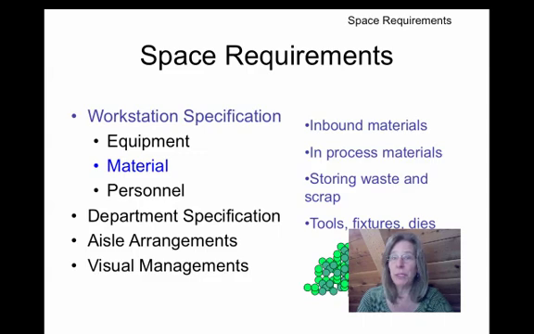When we look at material, we're looking at four types of material. One is the inbound material. When you have a batch that's waiting to be processed, where is it going to be sitting? Where is it going to be in the workstation, and how much space is it going to take up? This also relates to how you're doing inventory or production control. What are your batch sizes? Are your batch sizes single units, or are they groups of 10? Are they on a cart? So it also relates to material handling and how you're going to be doing that.